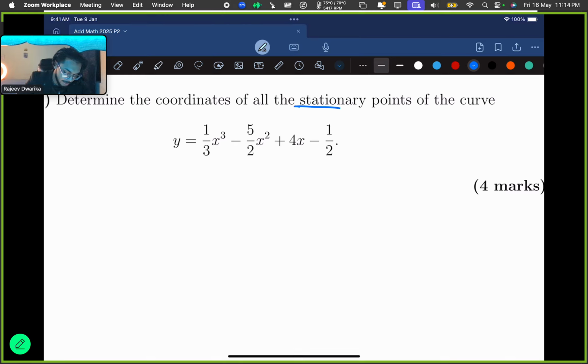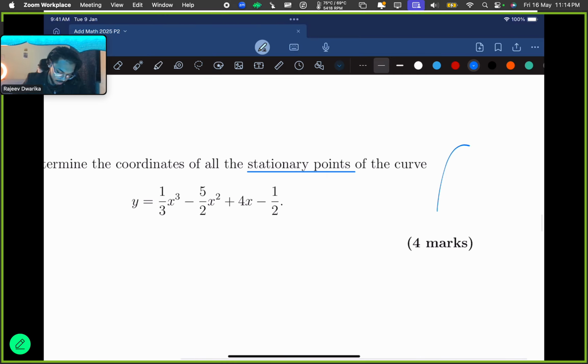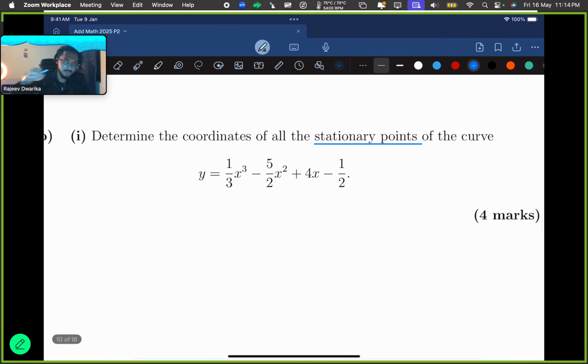So anytime they say stationary points, right? At the stationary point, dy/dx is equal to 0. When you talk about a stationary point, you're talking about the point where the tangent to the curve is 0. So the gradient will be 0 because it's a flat line, a perfectly horizontal line. Right? The tangent will be a perfectly horizontal line. So let's find dy/dx, right? Anytime you see stationary points, that means dy/dx is equal to 0, right?